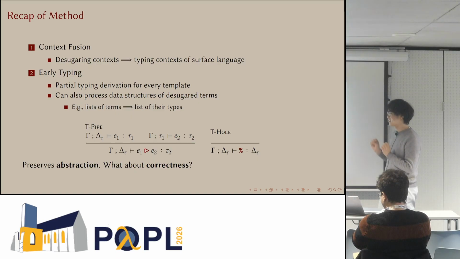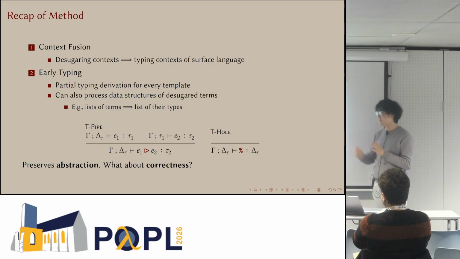And the second step is early typing, which removes the need of passing down the desugared code in the desugaring contexts themselves. We type check them early. So we form partial typing derivations for every template, not just the main template. And this can be a little bit more general.